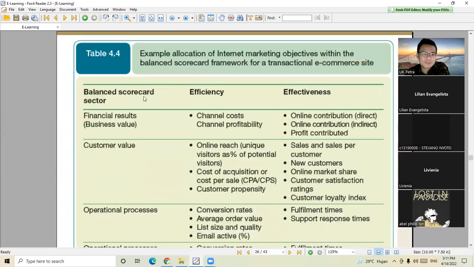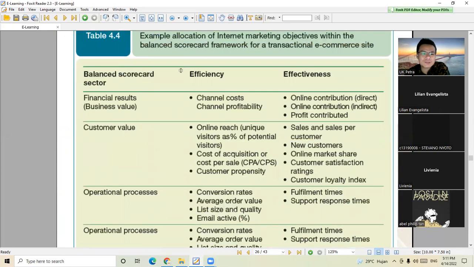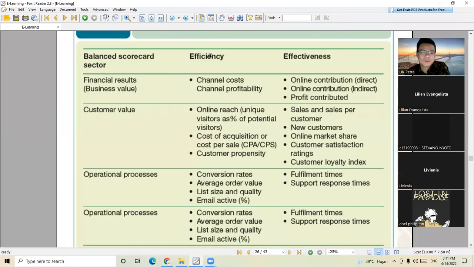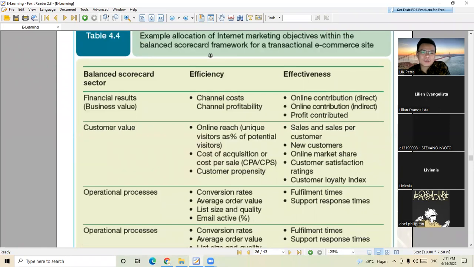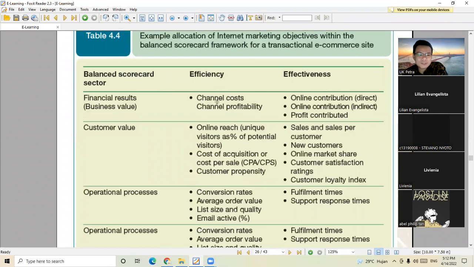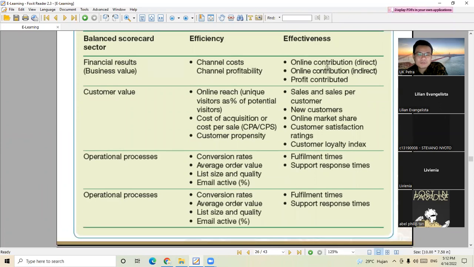This is the more detailed explanation on the balanced scorecard in relation with the internet marketing objectives. For the balanced scorecard, you can see from the table 4.4, we can generate more efficient results in terms of the financial and also the effectiveness result, based on each perspective. The books provide us like this.